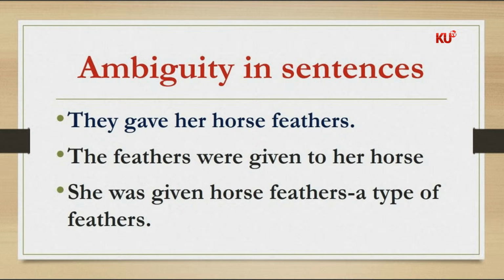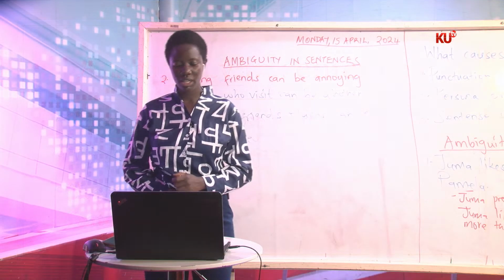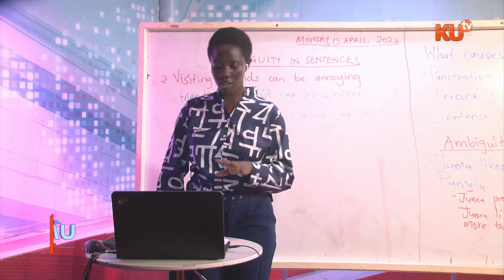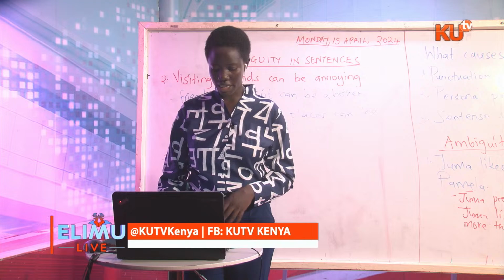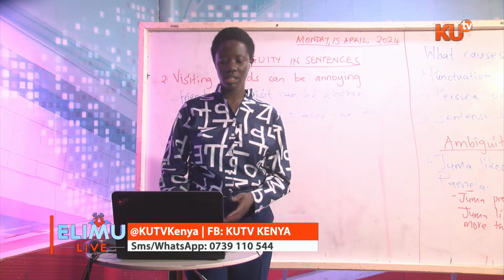So the sentence now is clear. If you say they gave her horse feathers, that is an ambiguous sentence. But if you say that the feathers were given to the horse, it's clear that the horse is the one that is given the feathers. And if you say she was given horse feathers, she is the one being given the horse feathers, which is a type of feathers.